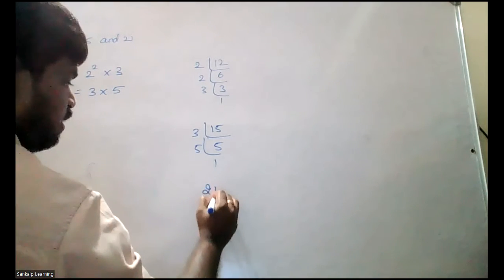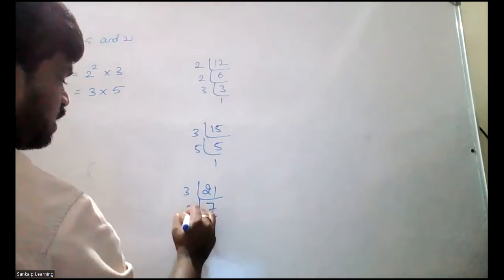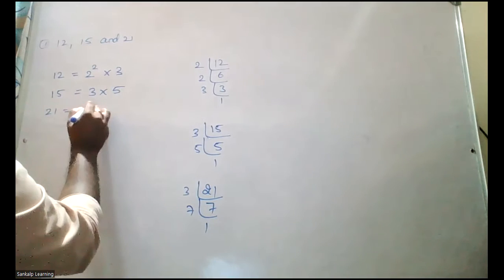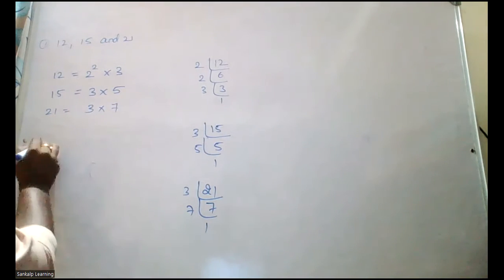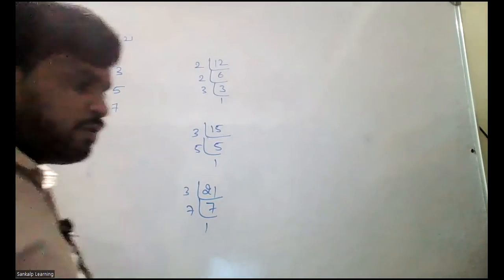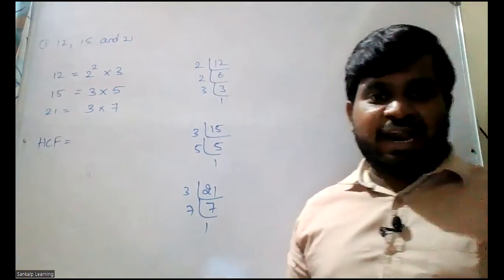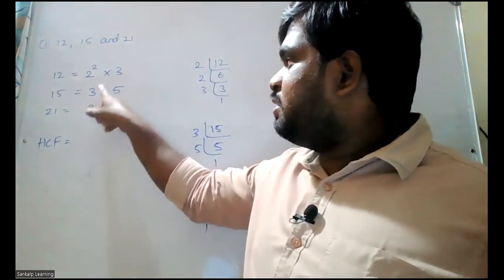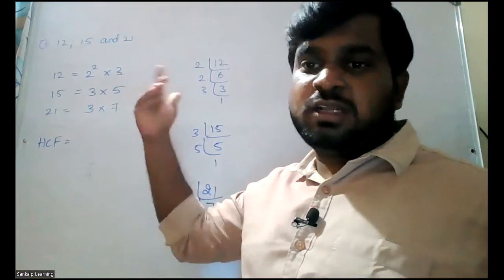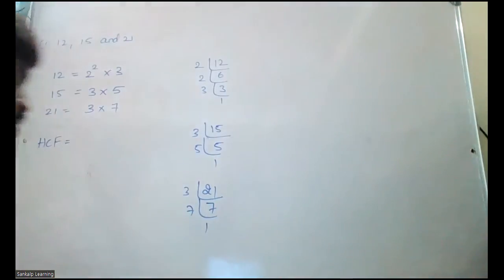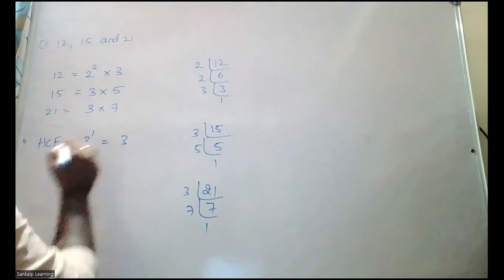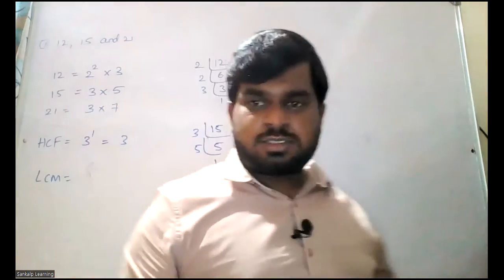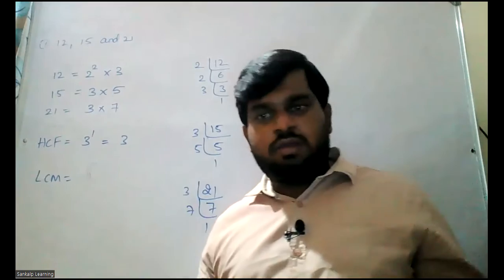Now coming to 21, 3 sevens are 21, 7 ones are 7. Remember, we are supposed to use only the prime numbers. So 21 can be written as 3 into 7. Now coming to the HCF, what is HCF? The common prime numbers with their least powers. Now among all these three, which is the common prime number? It is 3, right? 3 is here, here, here. With its least power. Least power is 1 itself. So 3 power 1. So HCF will be 3 power 1, that is 3 itself. So HCF is 3.